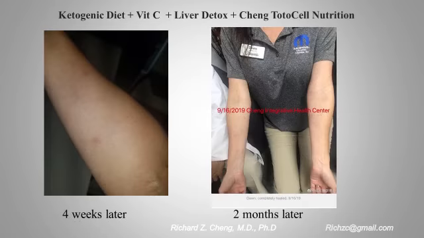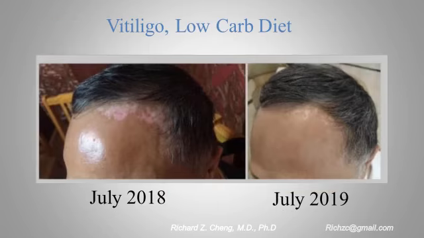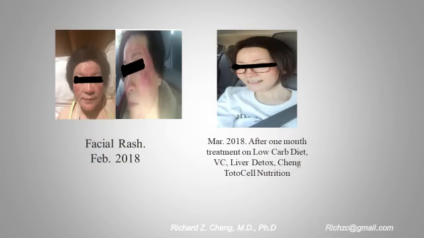Vitamin C and antioxidants, and also some detox, because these patients usually have a lot of toxic chemicals in their body. And this is a low carb diet for vitiligo, as you can see. This is a friend of mine, over 40 years of friendship. You can see clearly vitiligo improved within a 1-year span on a low carb diet. And here are some other friends.